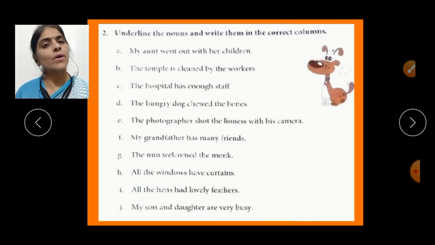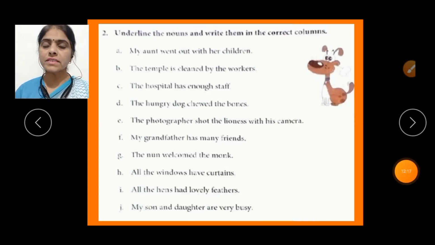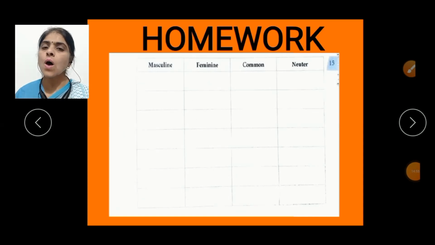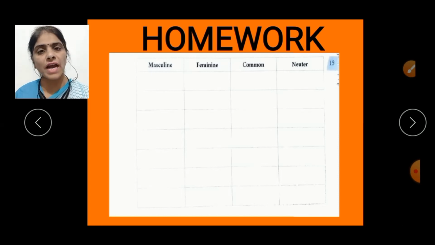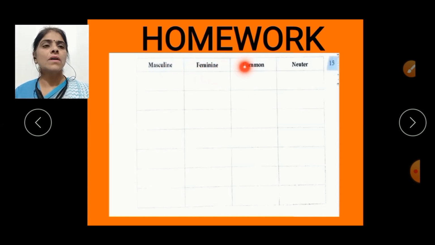We have underlined all the nouns given in these sentences. Now let's go to the next slide. As on the previous slide, we have already underlined all the nouns and identified their genders. Here on this slide you can see we have some columns, and these columns are given with the exercise. These columns are of masculine gender, feminine gender, common gender and neuter gender.